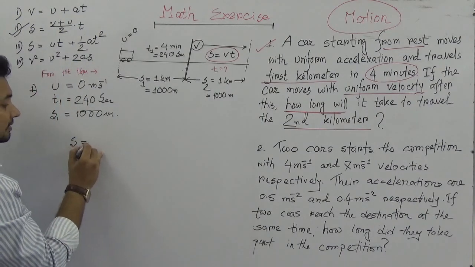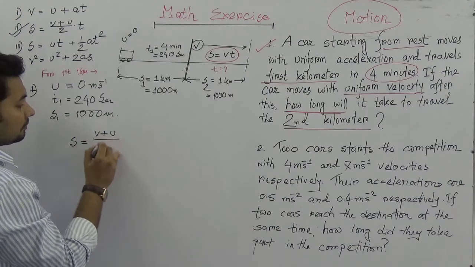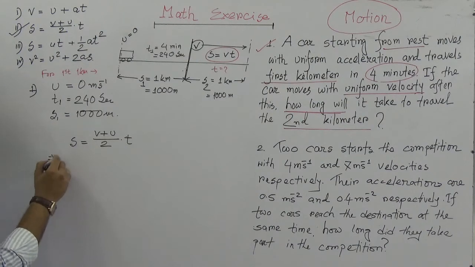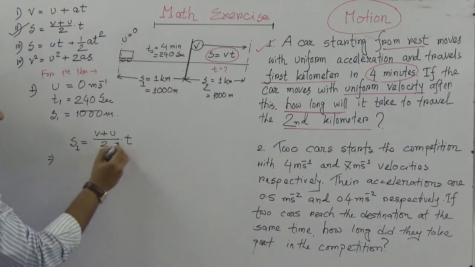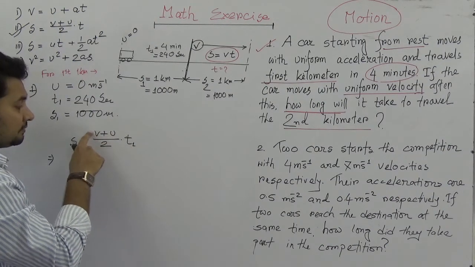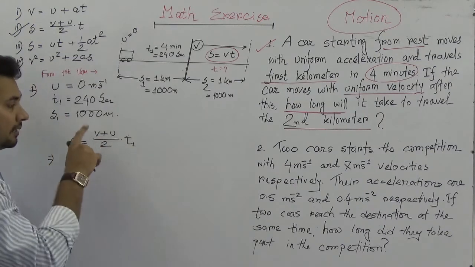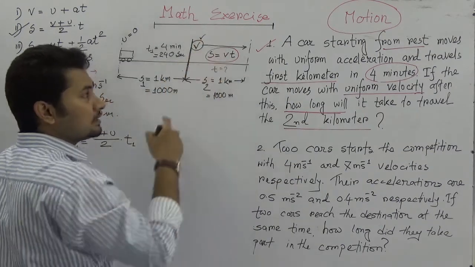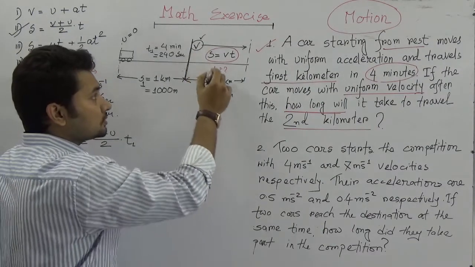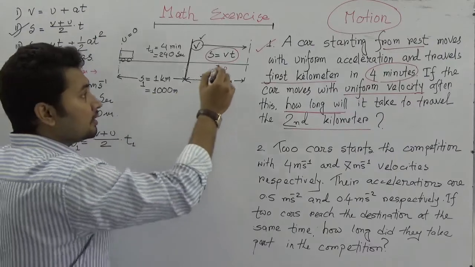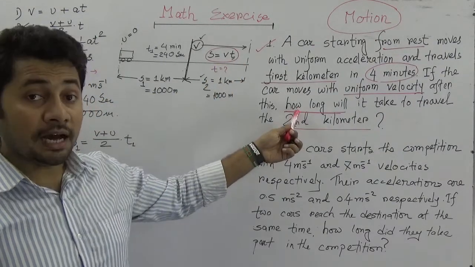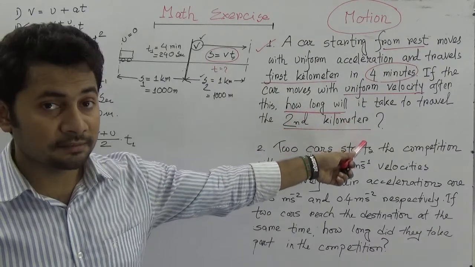So here we can say S equals (v plus u) by 2 into t for the first kilometer. From here we have this s1 and this t1. We know u is 0. We need to find out the velocity. Why? Because if we know the velocity, we can find the time, since it was asked how long it will take to travel the second kilometer.